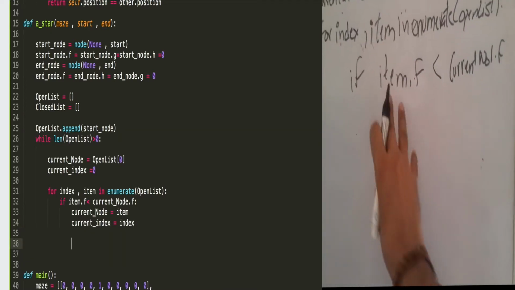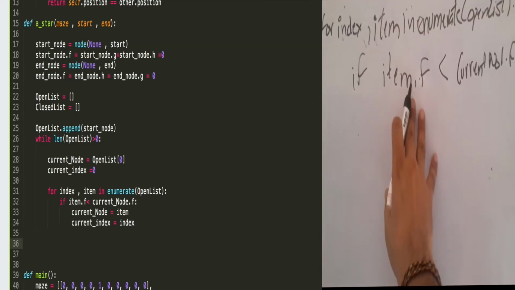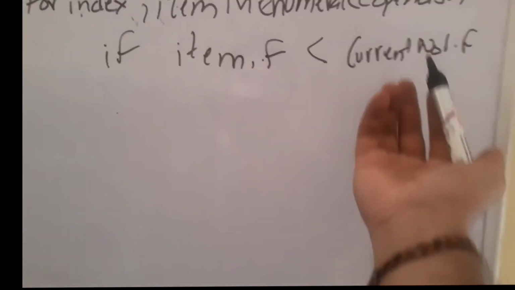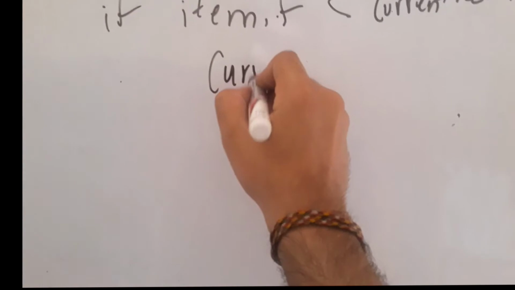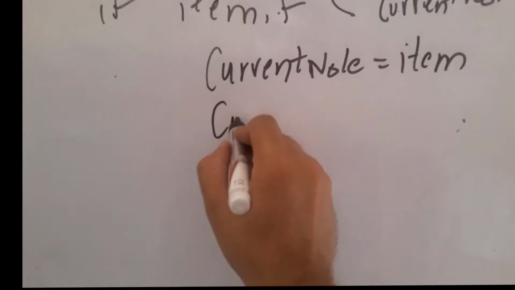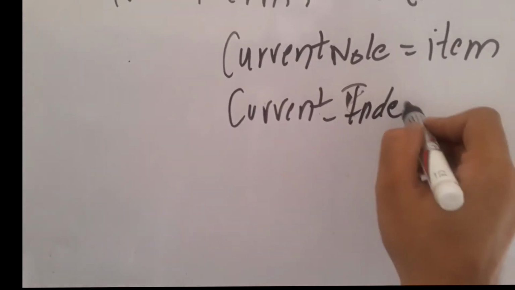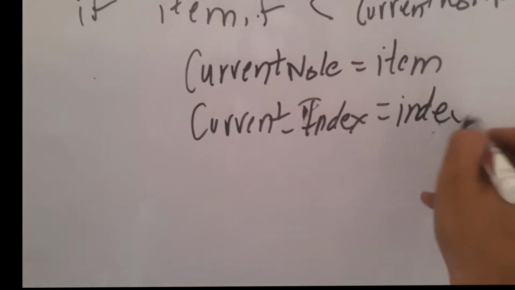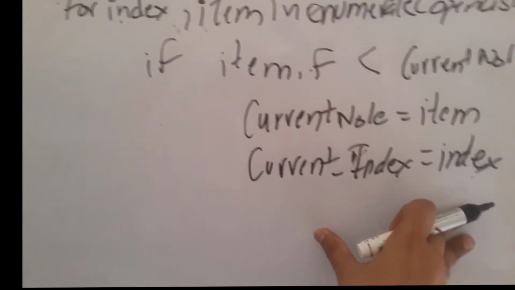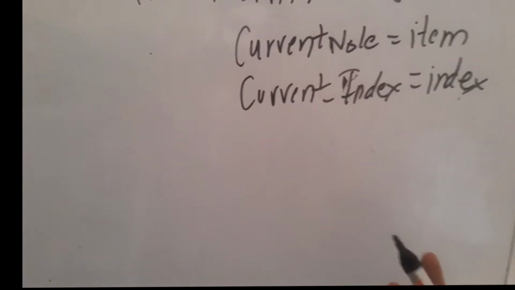So what I do next is I have this if condition: if item dot f is less than current node dot f. So if this cost is less than the current node's, I'm just going to set the current node value to this item value. So current node is equal to item, and current index is equal to index. This way I'm going to figure out what is the lowest cost node that I have in my open list, and that's how I'm going to prioritize where I should move next, which node I should select first.